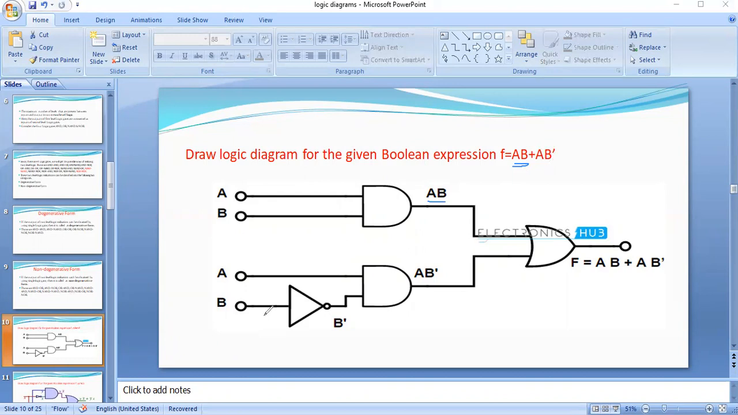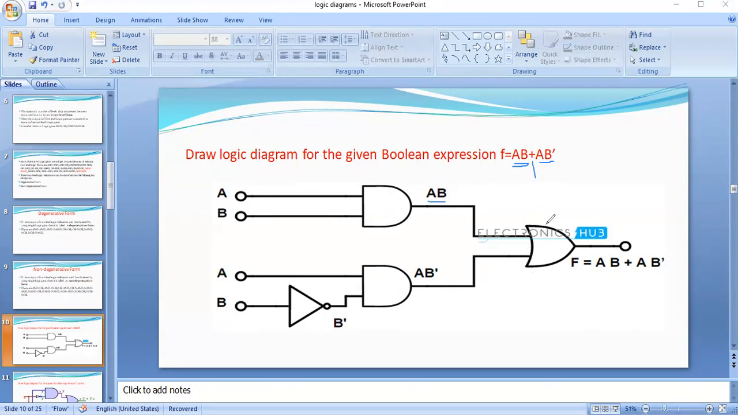So we have to give B as input to the NOT gate. This is also called a NOT gate or inverter. The output here is B bar. After that, we give these two variables, A and B bar, as input to the AND gate. The output here is AB bar. And next, after these product terms, what is the operation we have? Plus indicates OR operation. So we have to give these two product terms to the OR gate.